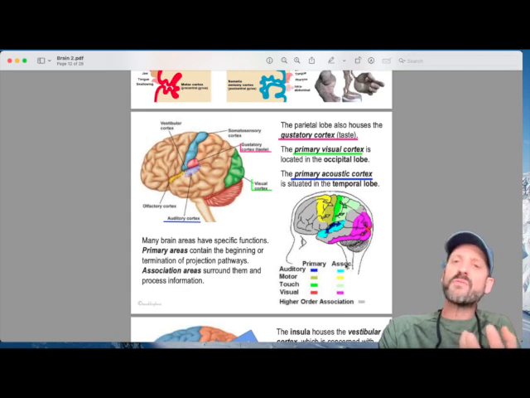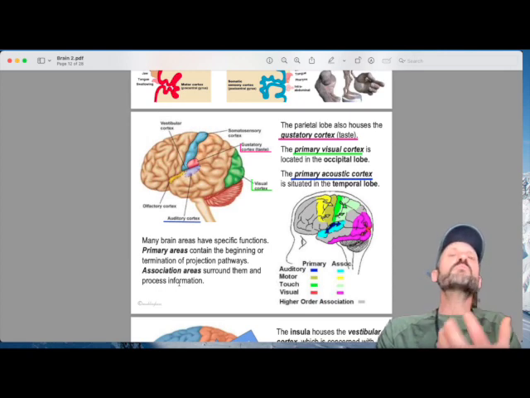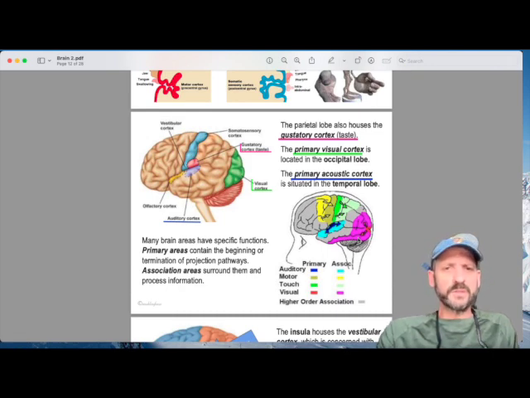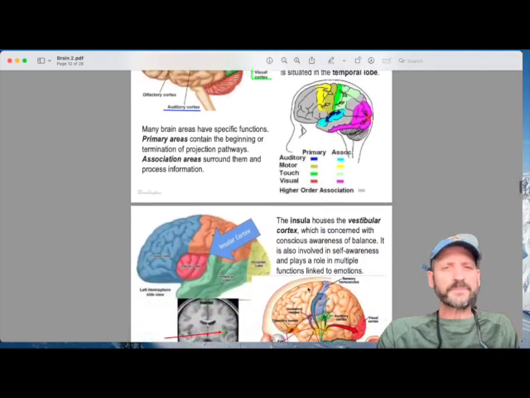And then around that area we have association areas, and they help in processing the information. Like, what does it mean that I see this face, for example? Do I know this face? Is this a face I should be friendly to? That kind of stuff happens in the association areas, the interpretation and the processing. So that's kind of a cool concept too.